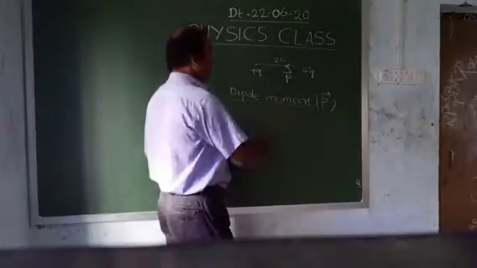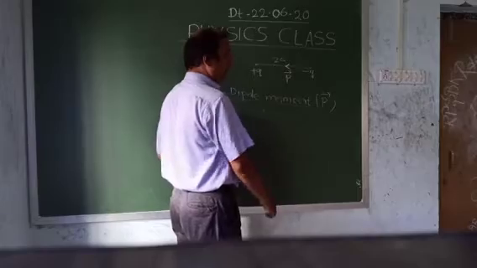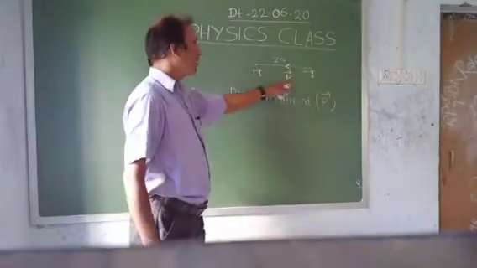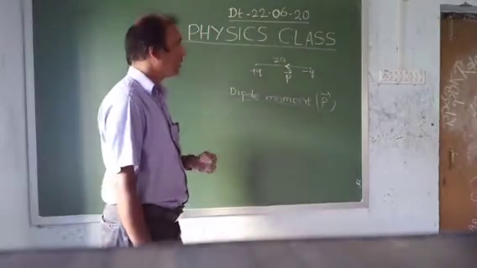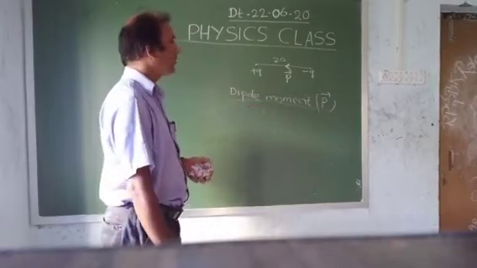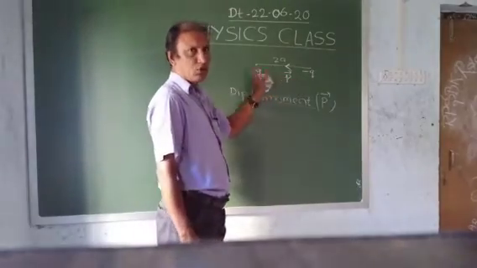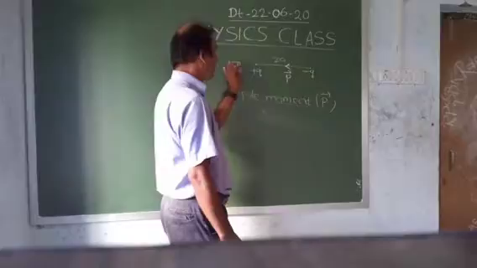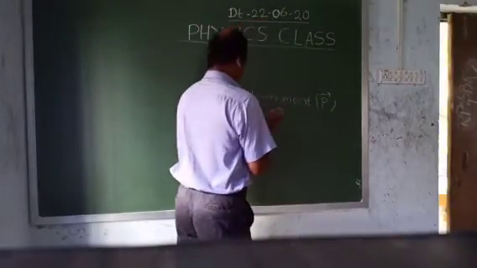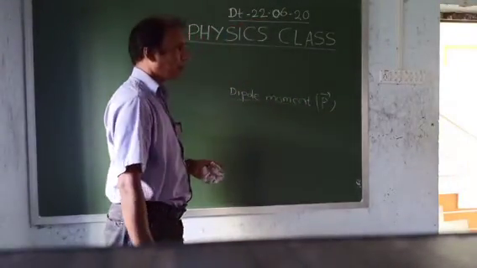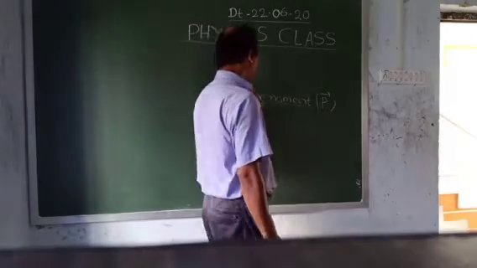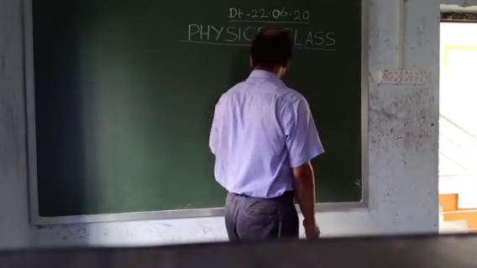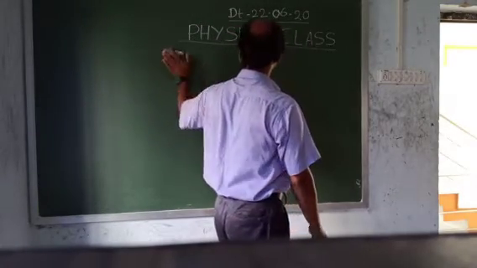That means if an electric field is applied, we find that the electrons will flow from the negative charge towards the positive charge. Hence, the direction of the dipole moment vector is always directed from the negative charge to the positive charge. This is the direction. The magnitude is 2qa, and the direction is from the negative charge to the positive charge.